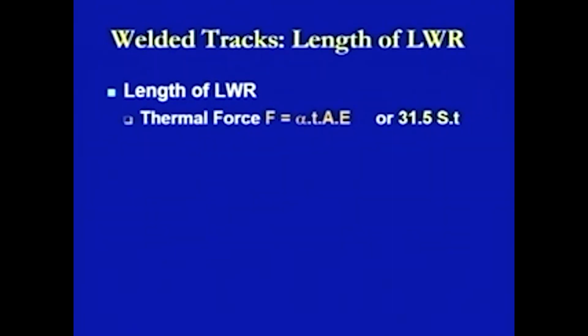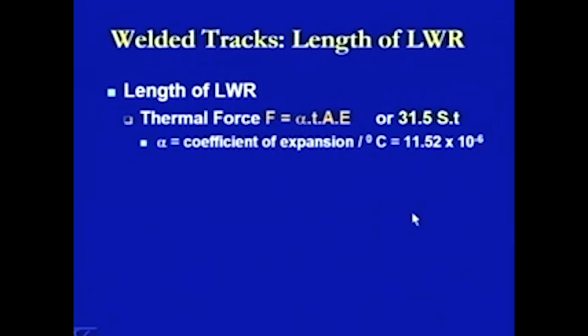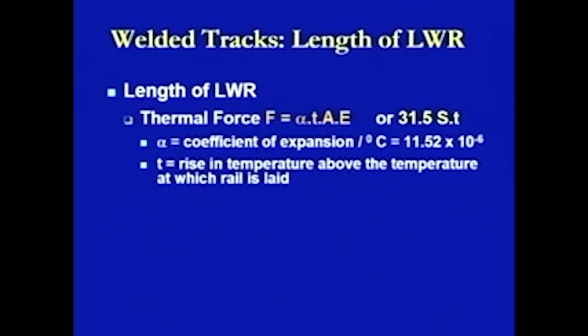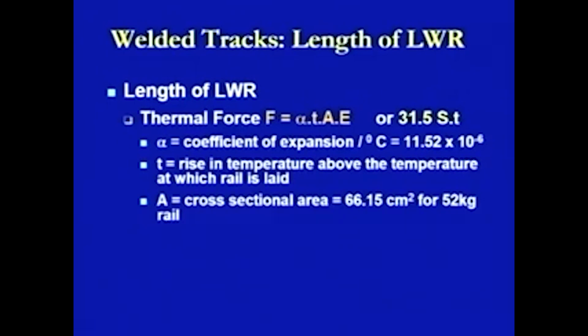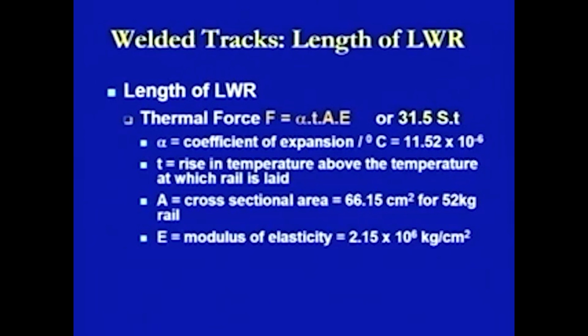So, now we are going to look at the length of the LWR sections. This is going to be governed by the thermal forces, as we have seen previously. This thermal force is given by F equals alpha T A E, where alpha is the coefficient of expansion per degree centigrade, T is the rise in temperature above the temperature at which the rail is being laid, A is the cross sectional area of the rail section, and E is the modulus of elasticity.